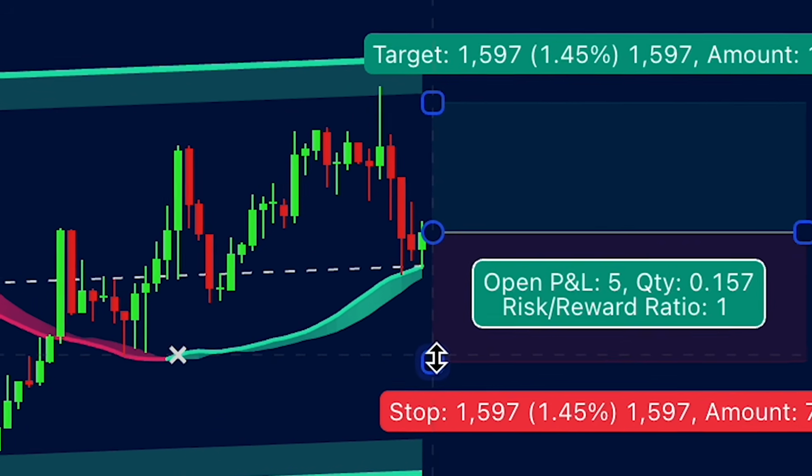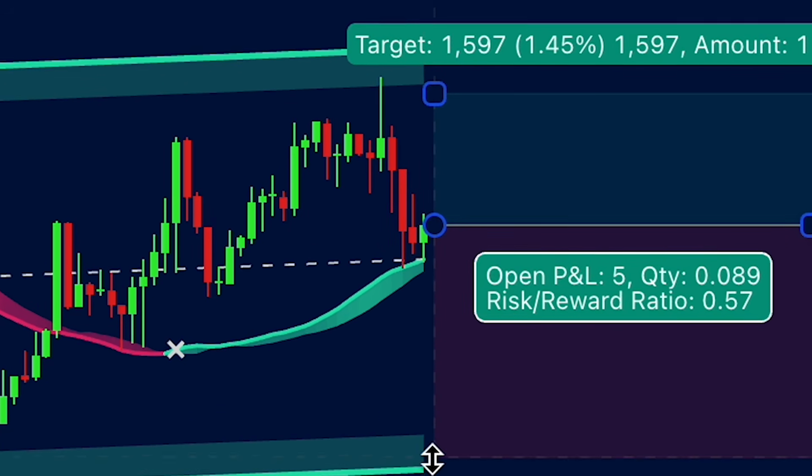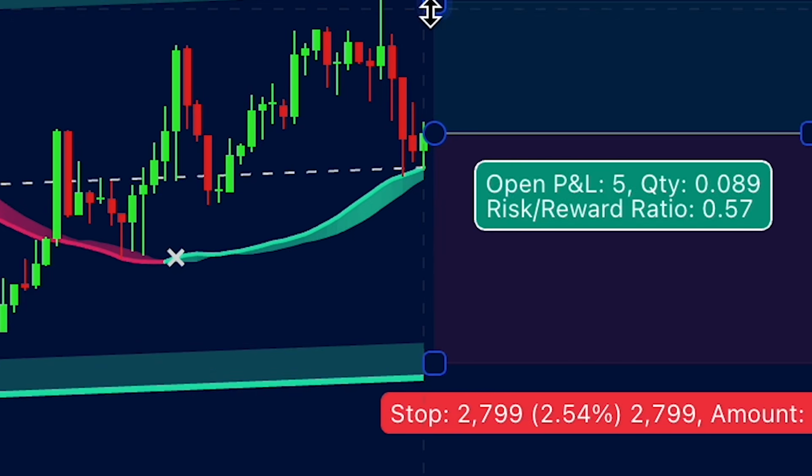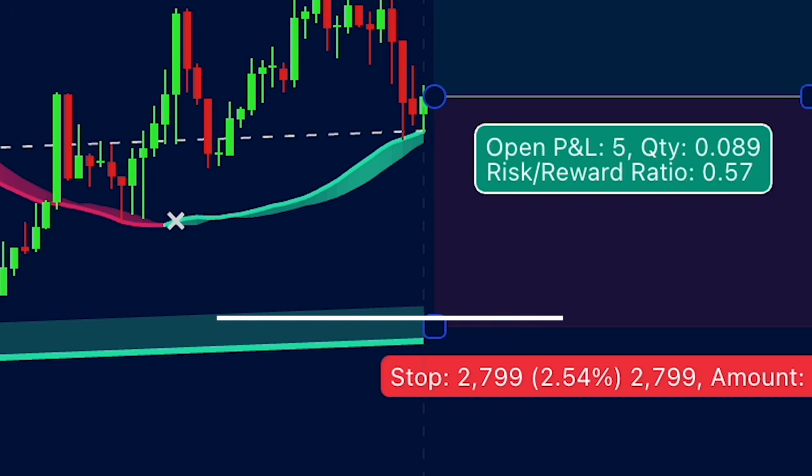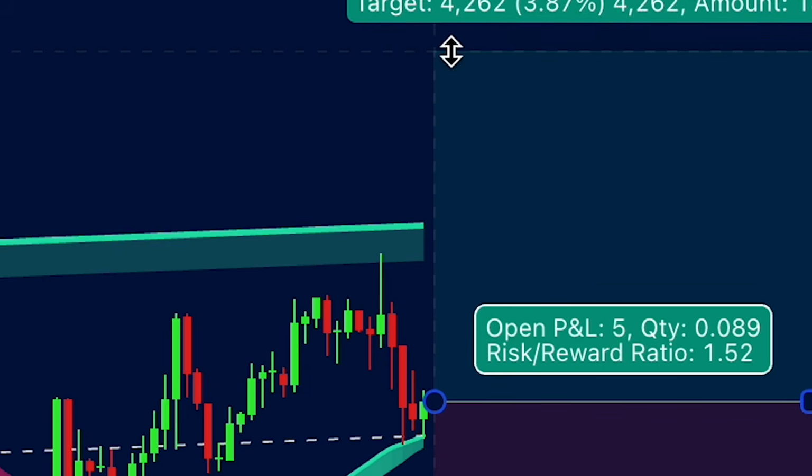Enter long when price wicks into the band and shows bullish rejection, a candle with a long lower wick and strong close near the highs. Place your stop loss just below the lower band and target the upper band, or use 2 times your risk.